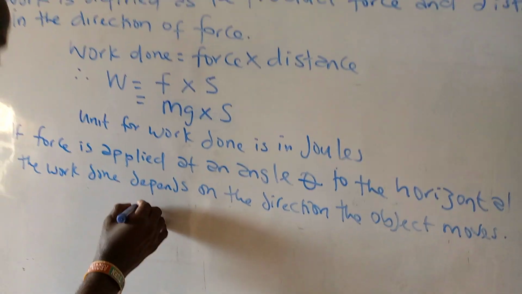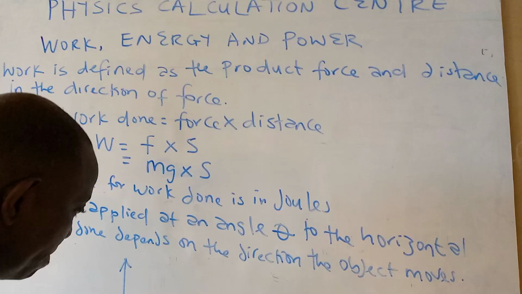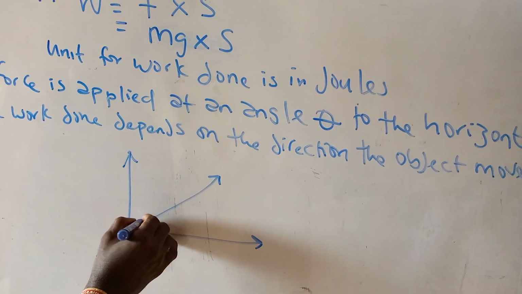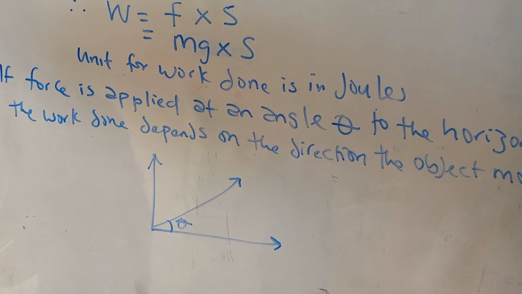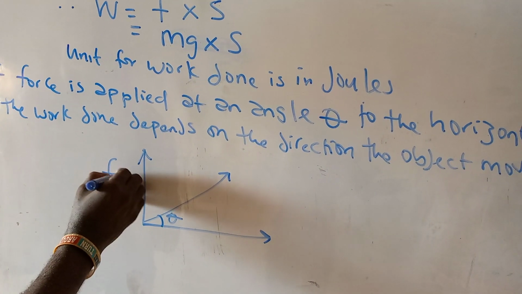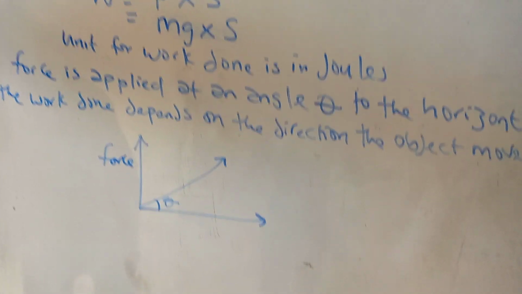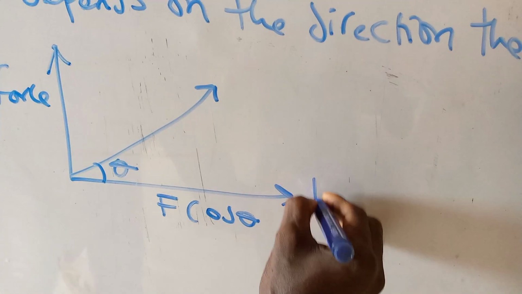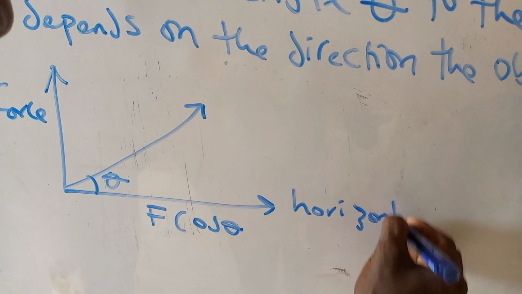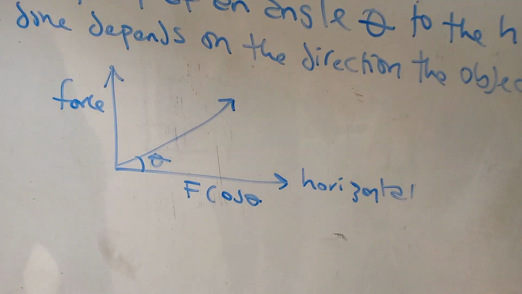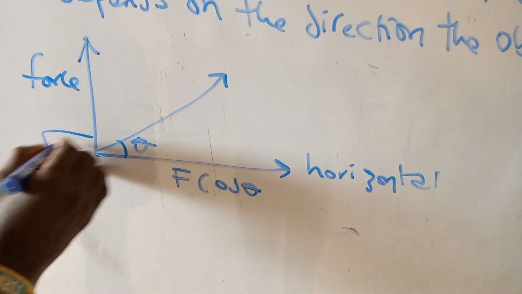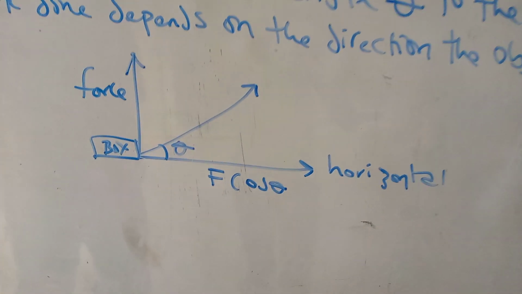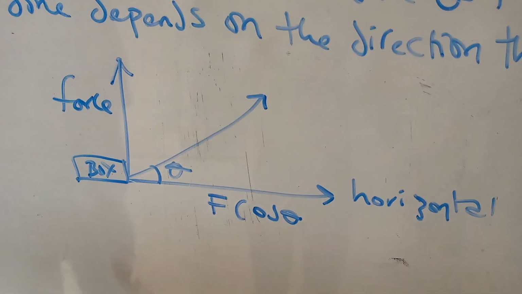So you can have something like this. This is moving, so this is the resultant, and this is theta. And this is the force. We have the horizontal direction, so if it's horizontal, it is F cos theta. That's the direction it's moving. Let's say this is the object, somewhere here in the box.